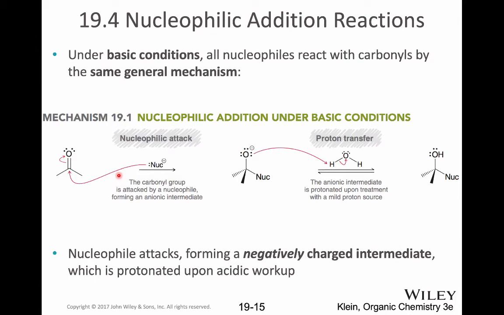So the nucleophile adds to make the alkoxide. Then there's a proton transfer from water. So the O minus attacks water to make the alcohol with a new nucleophile added to it. So when we're thinking about basic conditions, we're thinking about strong nucleophiles that are negatively charged.